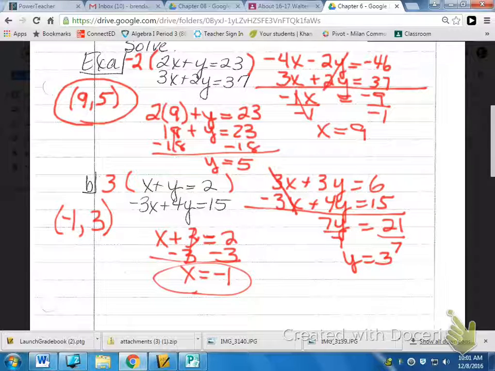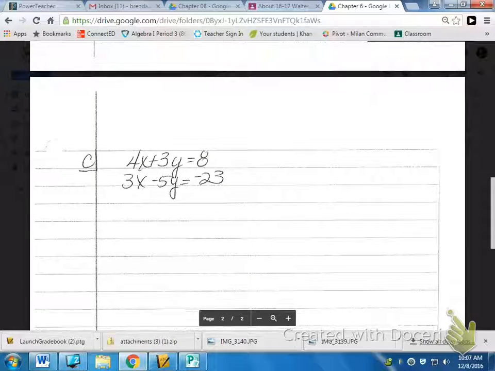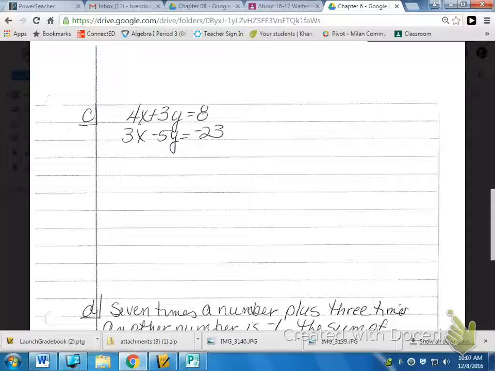All right. Let's go down to the next example. 4x plus 3y equals 8. 3x minus 5y equals negative 23. Okay. Neither one of those is a multiple or factor. I've got 4 and 3 on the x's. Nope. No multiple or factor there. 3 and 5 on the other one. Nope. No multiple there. But I will tell you this. Since my y's are already opposite signs, that's the ones I'm going to target.